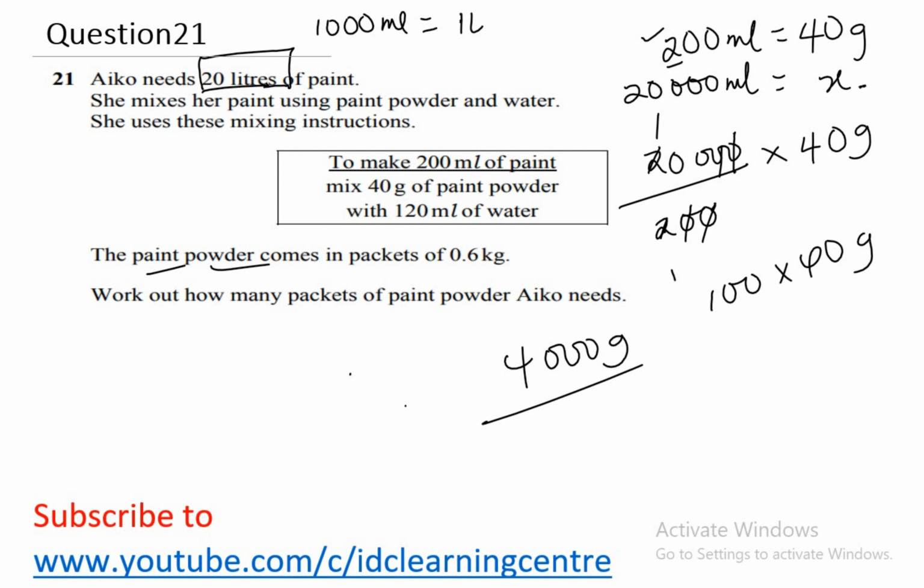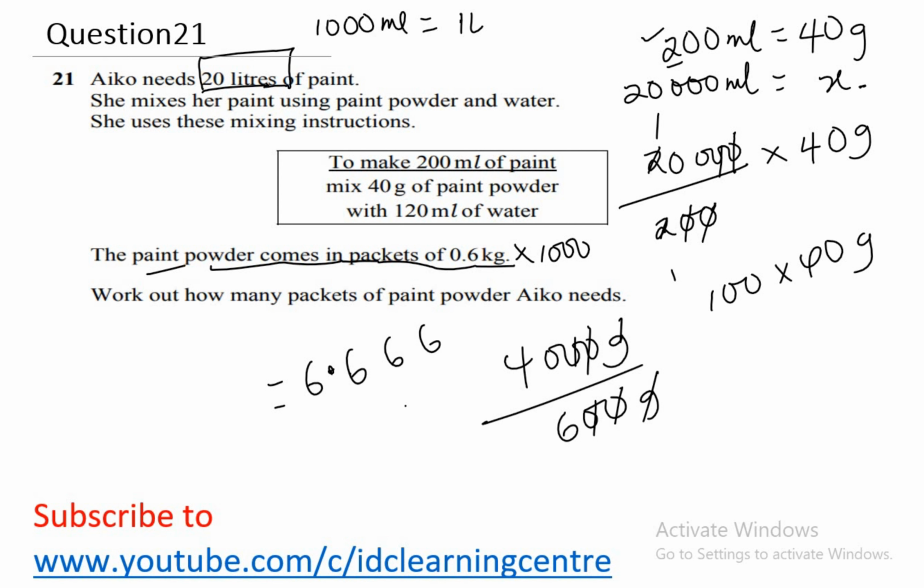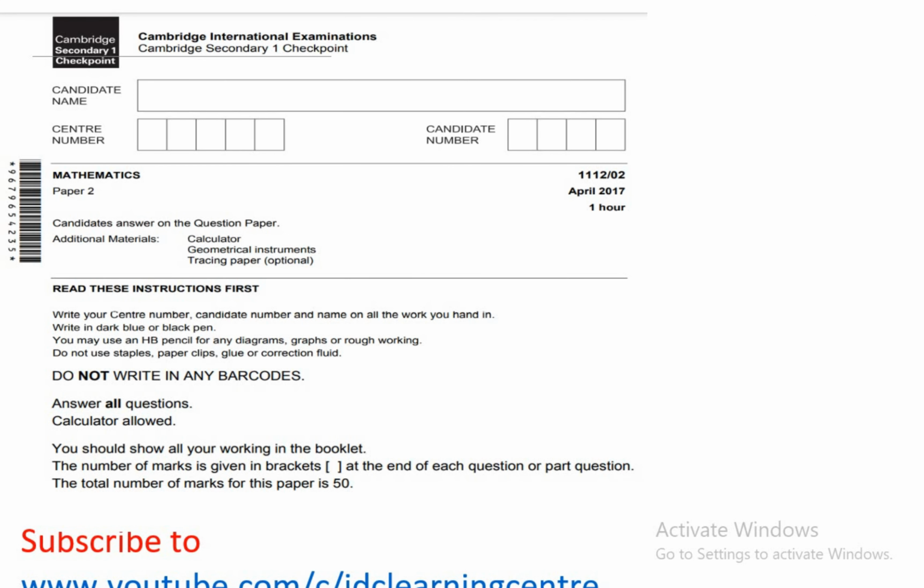However, they said the paint powder comes in a packet of 0.6 kg. Change 0.6 kg to grams by multiplying by 1000. 1000 grams make 1 kilogram. It will give you 600. So you divide this by 600 grams. Gram cancels grams. 20 cancels 20. 6 into 40 is about 6.66 repeating, which is approximately 7. So it needs approximately 7 packets.